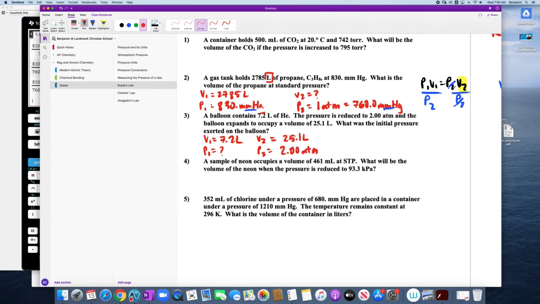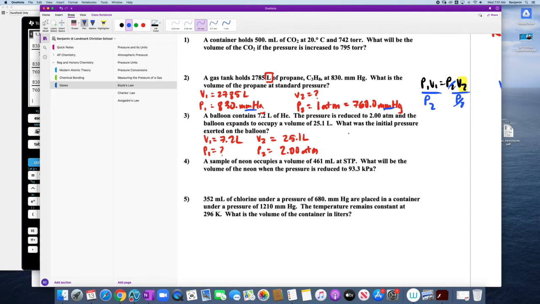Okay, so what would be reasonable? Our volume is getting significantly larger, somewhere between 3 and 4 times the volume. And so what that means is the original pressure must have been much greater. Less pressure leads to more volume. So we should expect a higher pressure here, kind of compressing that 25 down to 7.